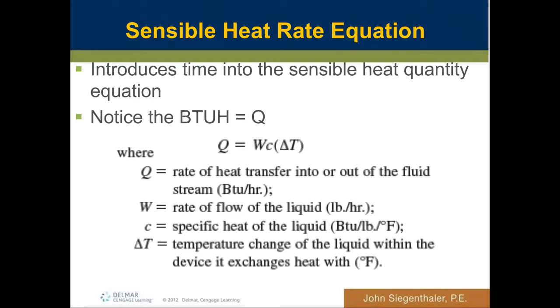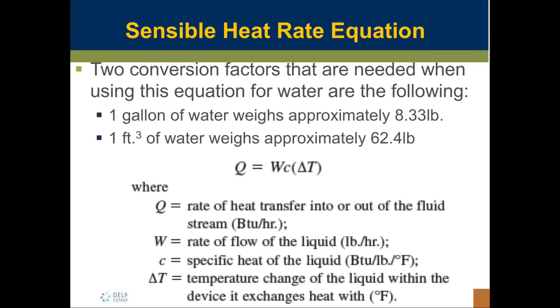So when we introduce that and we want to know what an hourly rate would be, we would simply have to add a rate or a fluid flow rate. You'll notice this W has now changed from just pure weight to a rate of flow in pounds per hour. Everything else stayed the same, except once we added that hourly rate, we were able to get heat content in BTUs per hour of heat transfer.